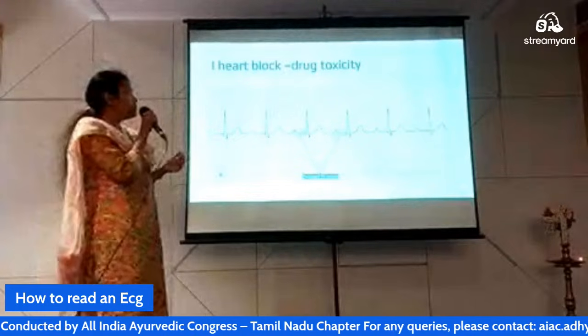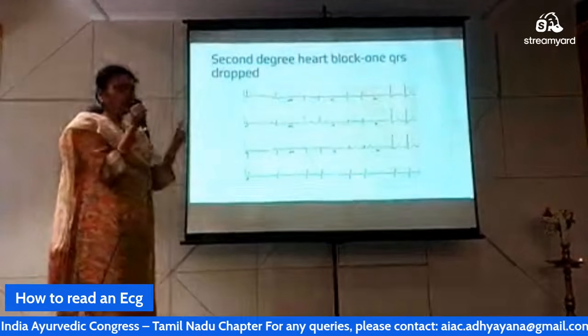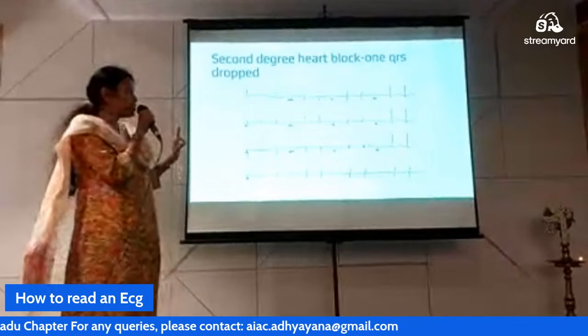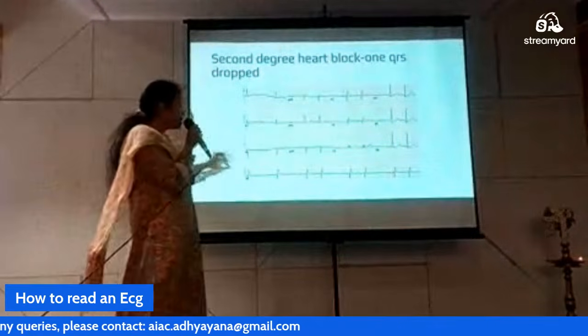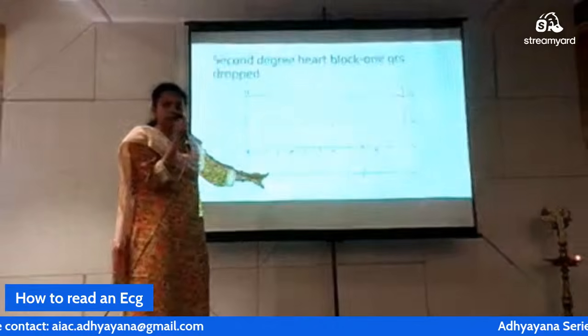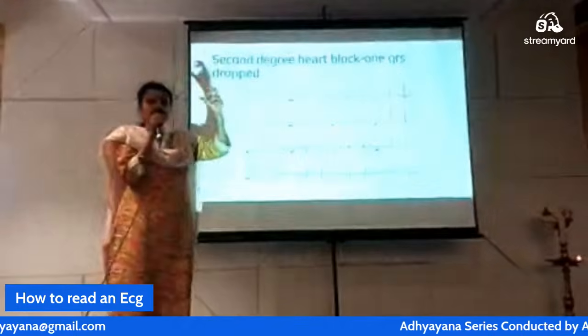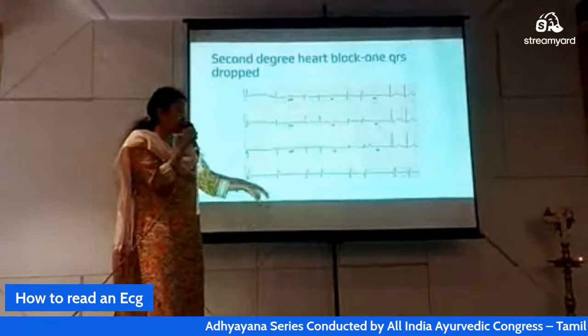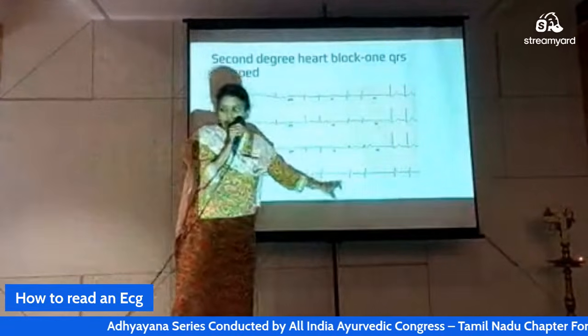Next slide. The next slide is second degree heart block. Heart blocks are of three types: first degree, second degree, and third degree. What is happening in second degree? In second degree, there is a missing QRS complex here. One time the atrium is contracting, but the ventricle is not contracting, so there is no QRS complex. So there will be one dropped beat.